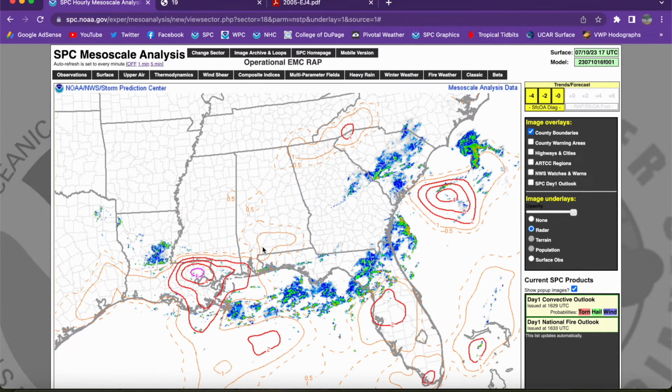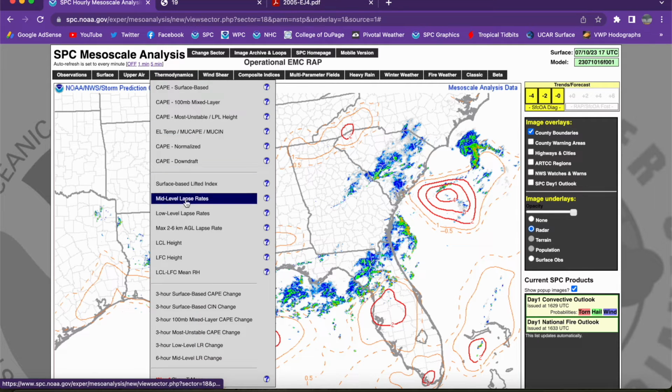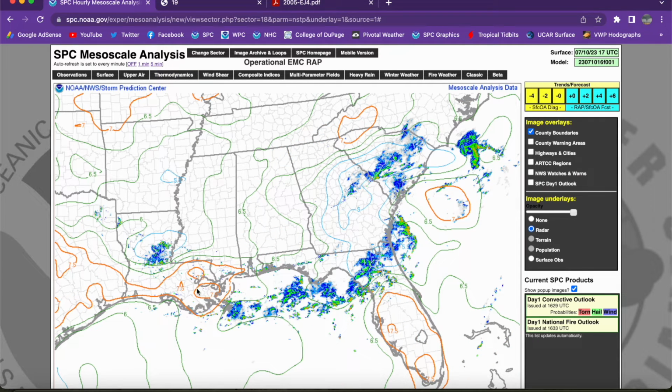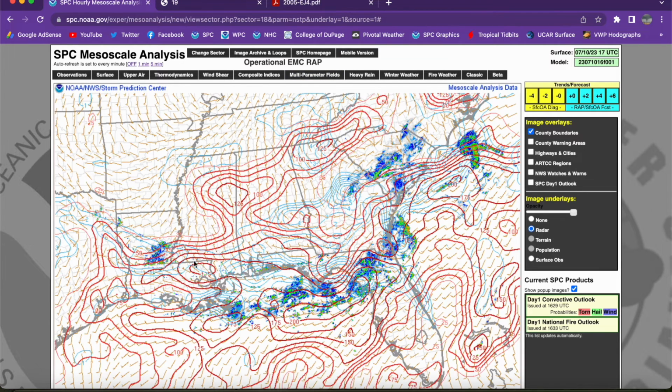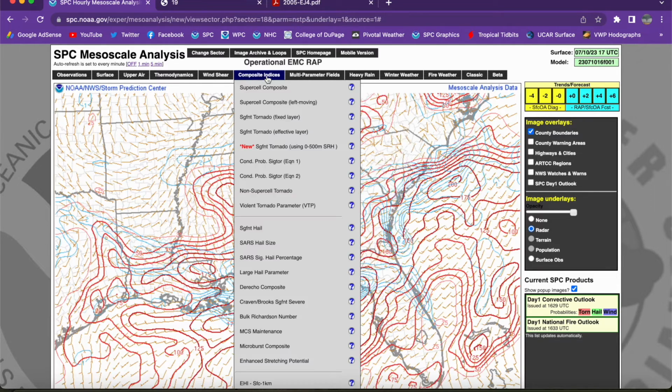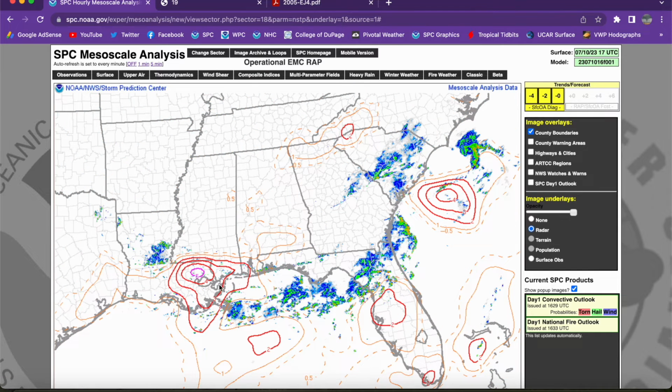So for example here, we'll take a look in southeast Louisiana. Enhanced stretching potential is maximized right there near the New Orleans area, 4s and 5s right in there. And if we were to look at our low-level lapse rates, you'll see that those are maximized there, 7, 7.5 right in that area, as well as our 0 to 3 kilometer CAPE, also maximized, 100, 150, 175 joules per kilogram right in that area, and therefore we have some enhanced stretching potential in that southeast Louisiana area.